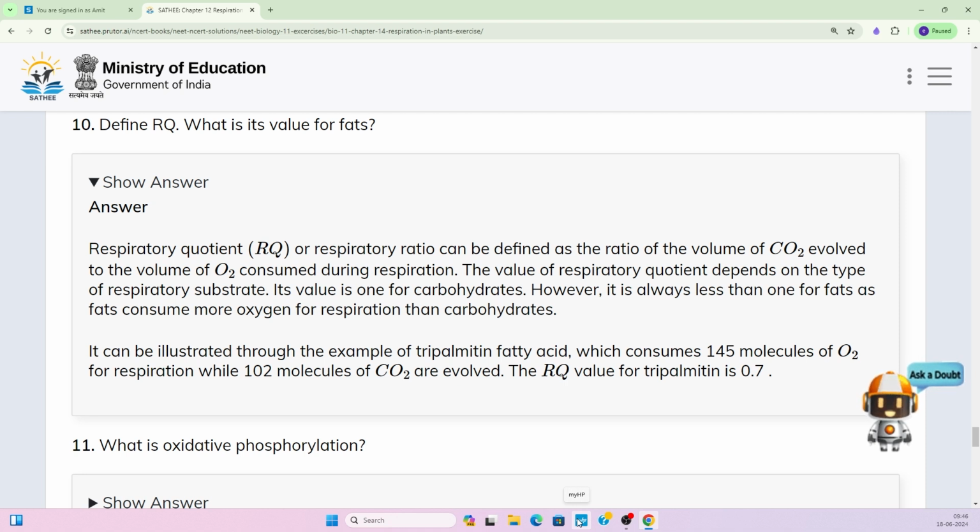Here it can be illustrated through the example of tripalmitin fatty acid. We are taking the fat, tripalmitin, which consumes 145 molecules of O2 for its oxidation for respiration, while 102 molecules of CO2 are evolved. So when you divide 102 by 145, the RQ value of tripalmitin is 0.7. It is 0.7.